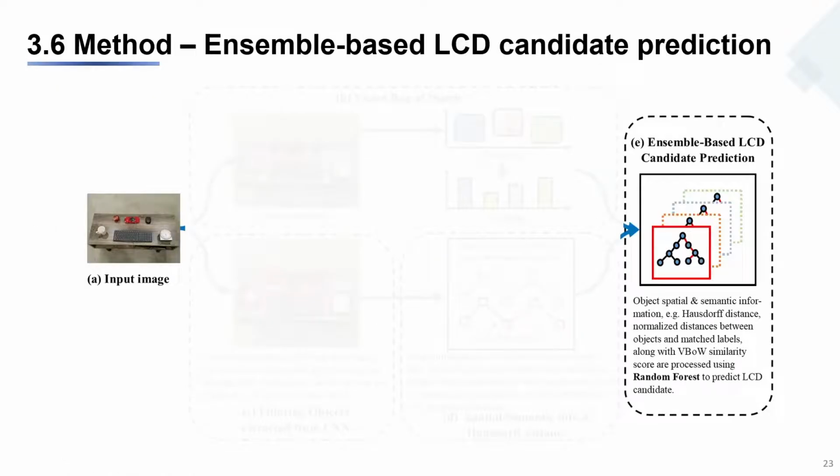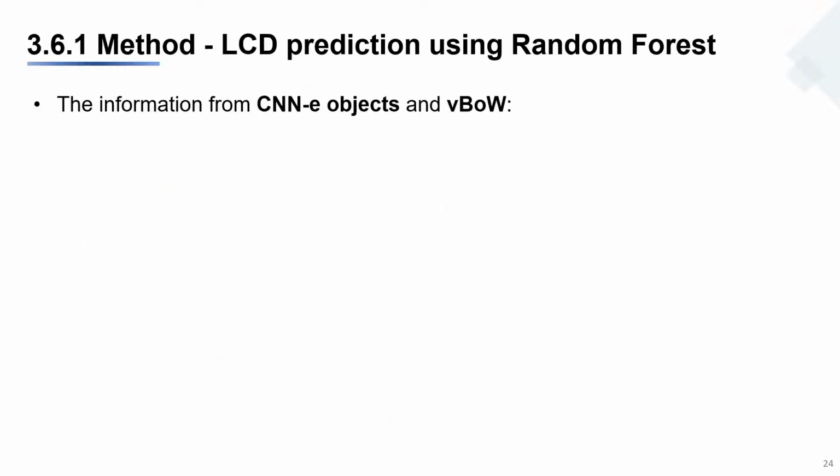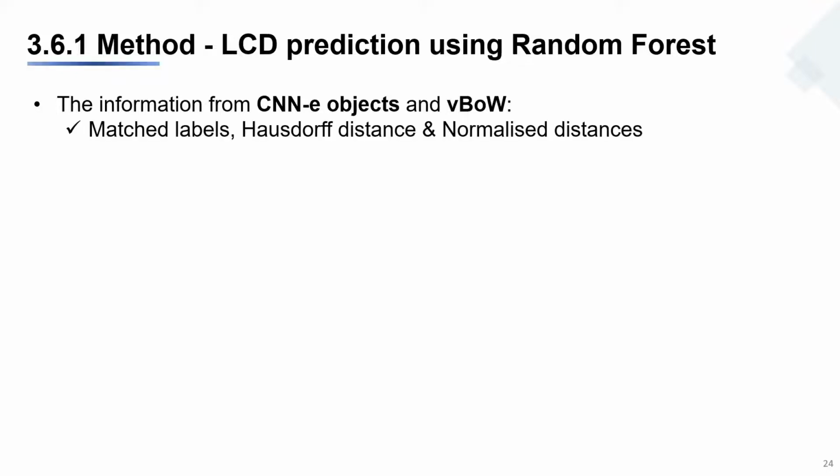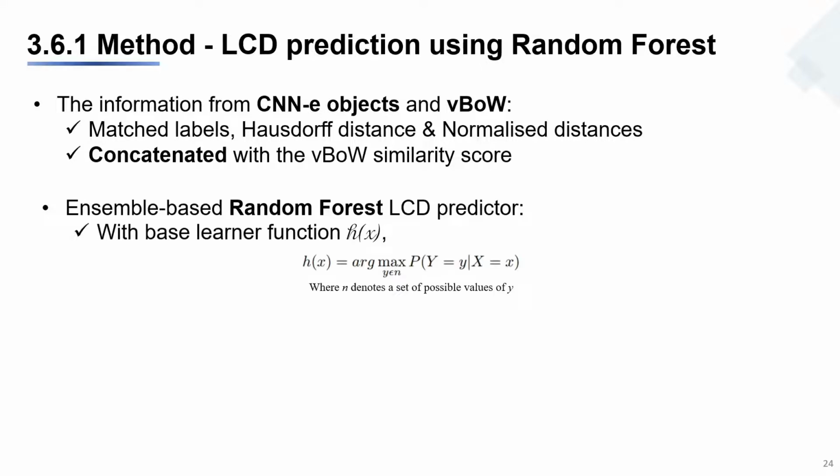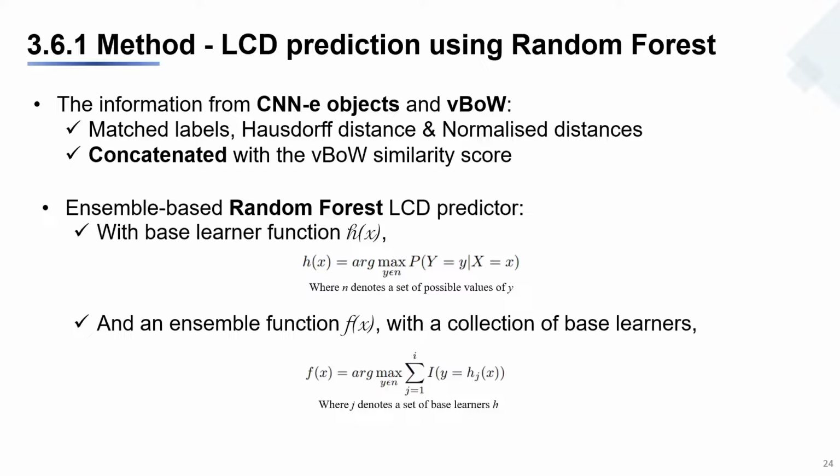The last module in our method is ensemble-based loop closure candidate prediction. The information from CNN-extracted objects, such as matched labels, Hausdorff distance with temporal constraints, and normalized label distances, were concatenated with the Visual Bag of Words similarity score. Then we used an ensemble-based random forest loop closure predictor with the base learner function H and an ensemble function F with a collection of base learners.